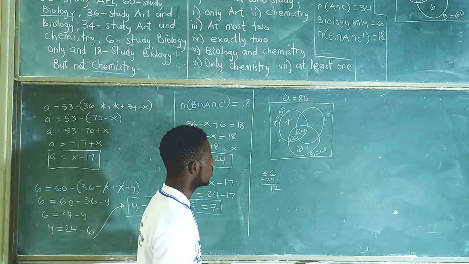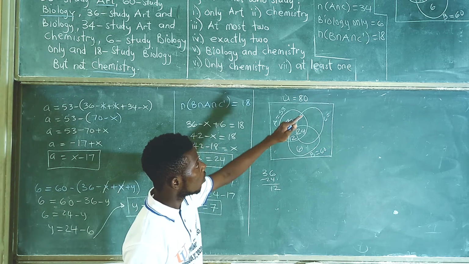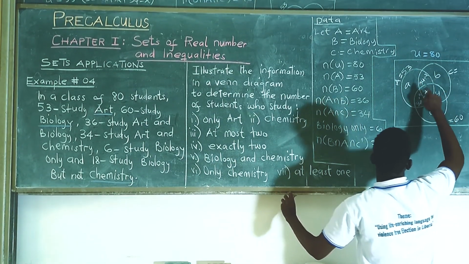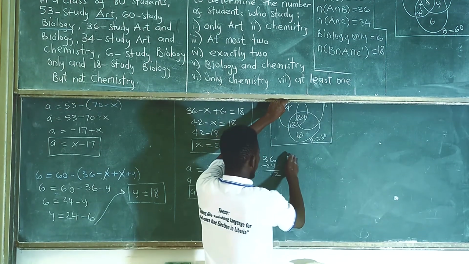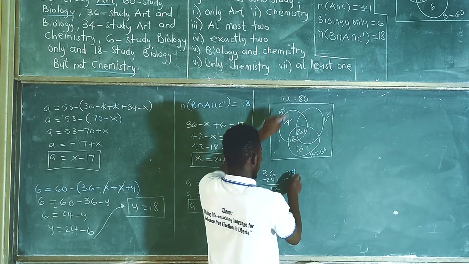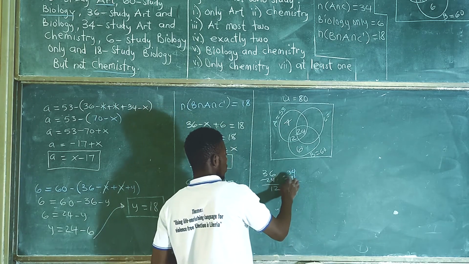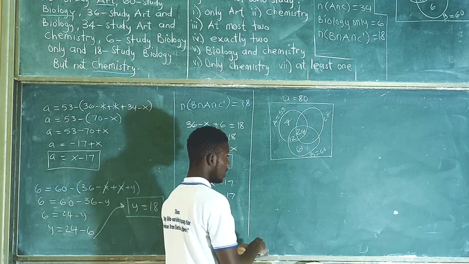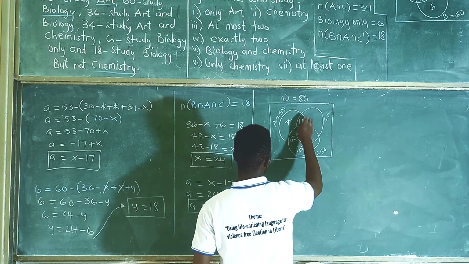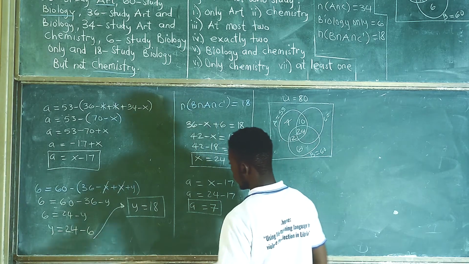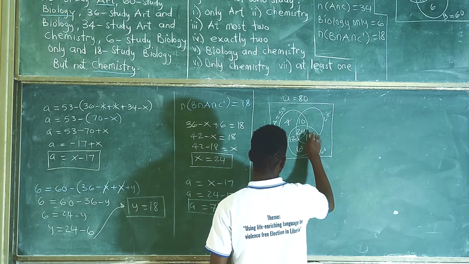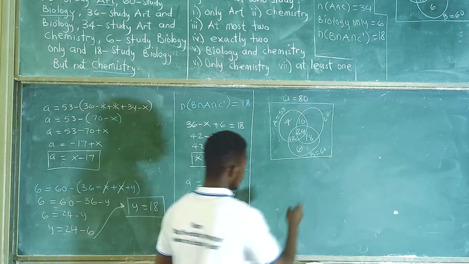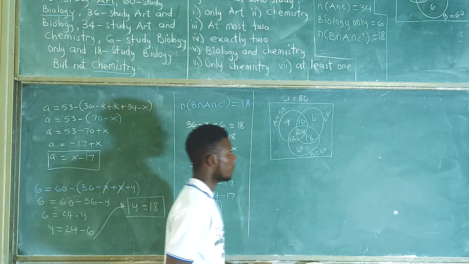You also know the number of students who did both art and chemistry, 34 minus x. So 34 minus x is 24. 34 minus 24 is 10. So we have 10 students who did art and chemistry. So it's right here. We know the value for y. What is y? Y is 18. 18 for y. Now, we don't know the number of students who did only chemistry.